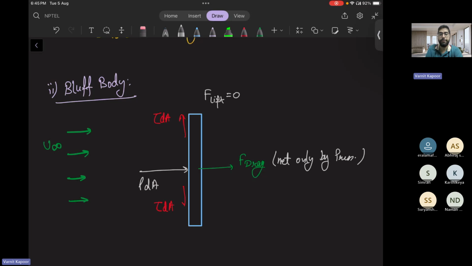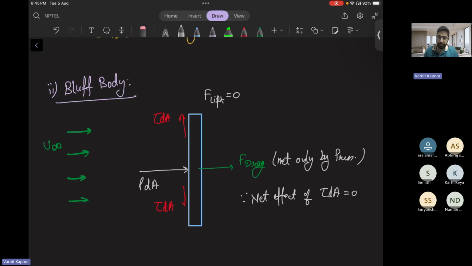So the net effect of shear stress into area is equal to 0. That cancels out. So that is why it is only having a drag force, no lift force here. It is not lifting. Okay.